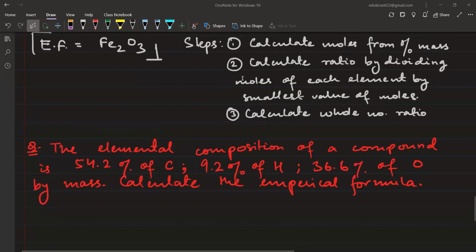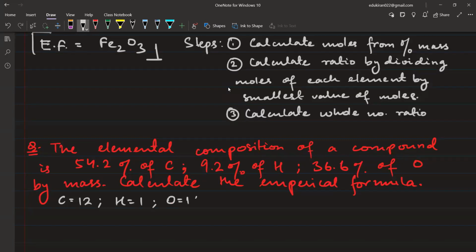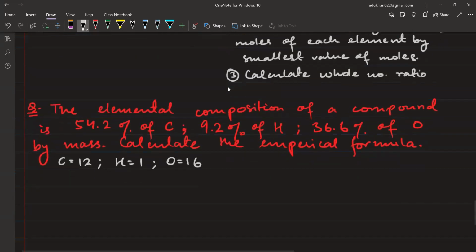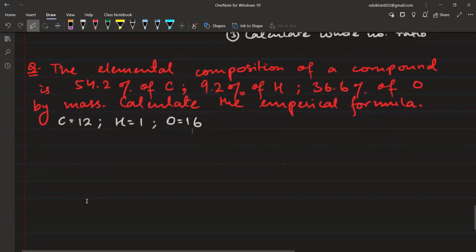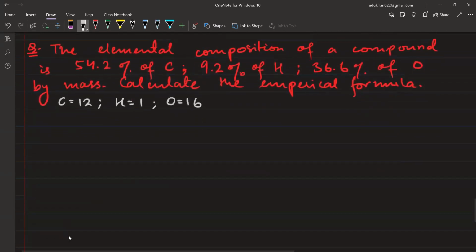Okay, make the table. And if you don't know the masses, then let me tell you. Mass of carbon is equal to how much? 12. Mass of hydrogen? One. Very good, it is 1, not 2. And then mass of oxygen is equal to 16. So please solve this.